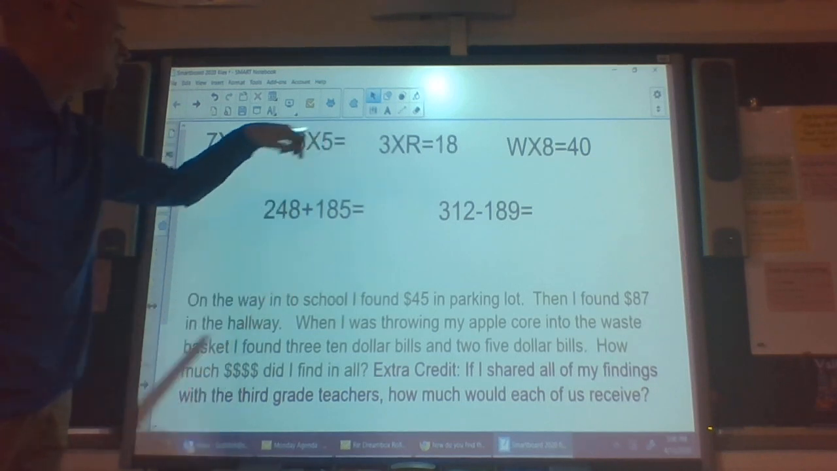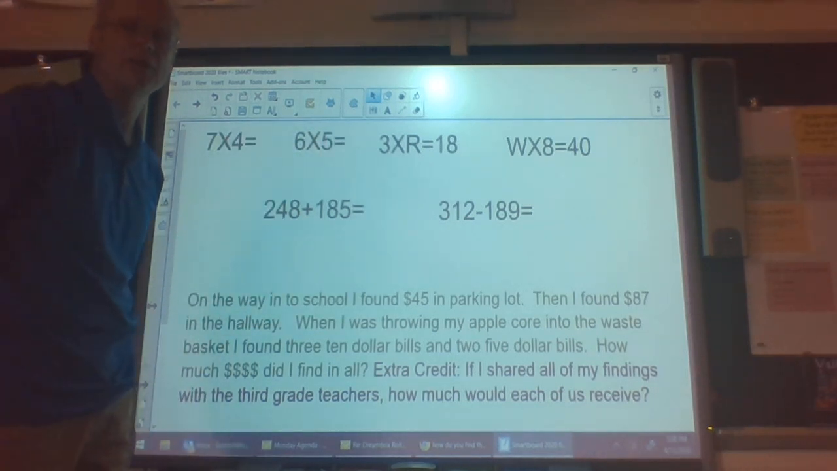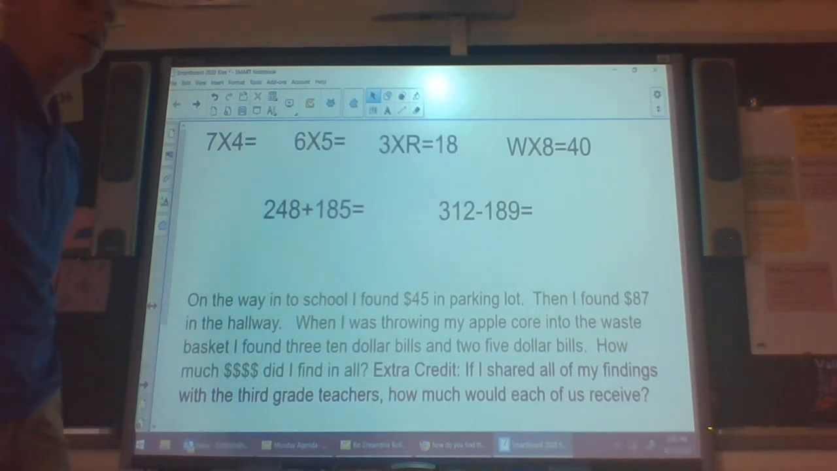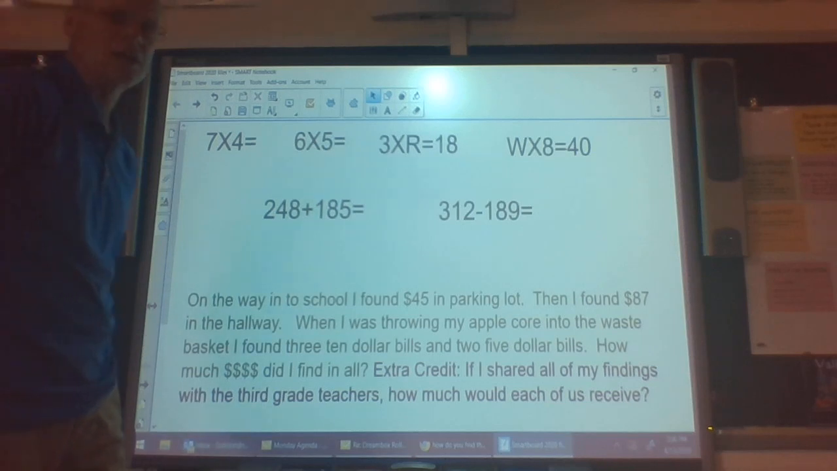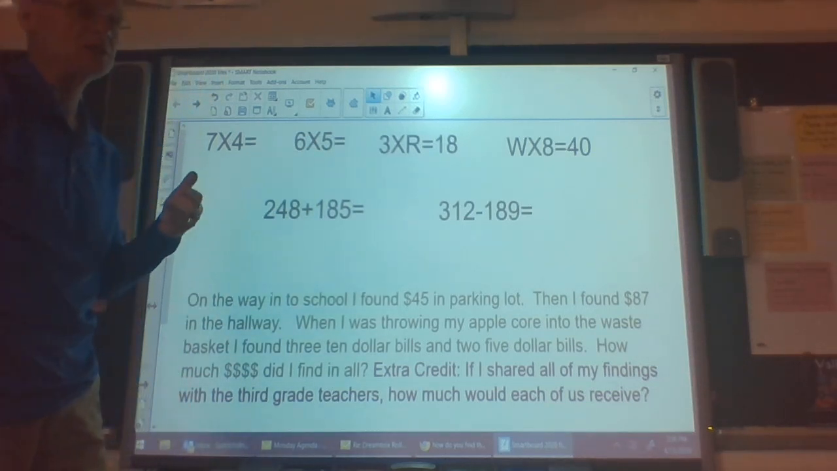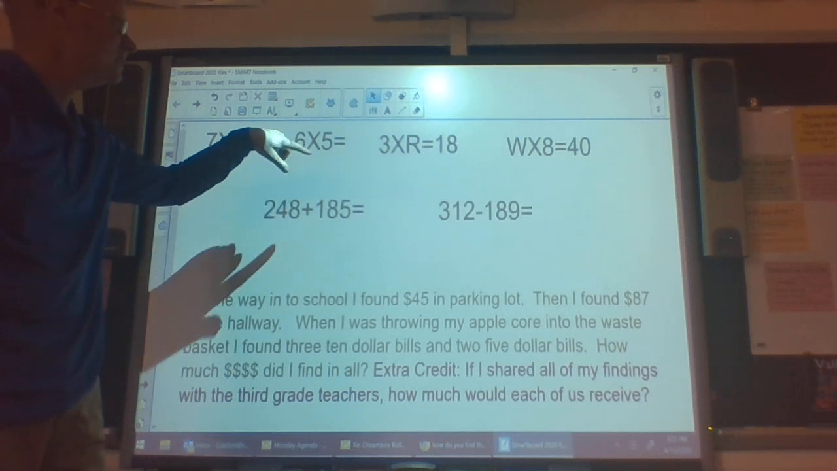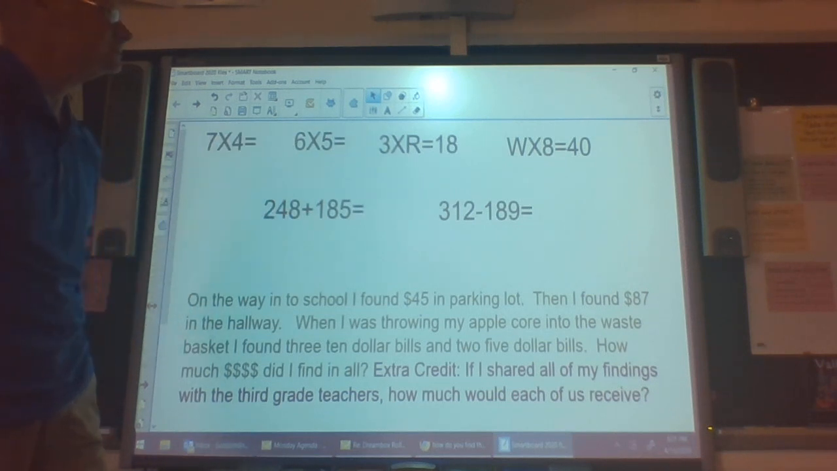Okay, here we go. 7 times 4. Since it's times 4, it's just a double-double. I can double 7 and make 14, and double 14 and get 28. 6 times 5, most of you guys have the 5s down pretty pat. I can count by 5s, 5, 10, 15, 20, 25, 30. Or I could do times 10 and take half. So 6 times 10 is 60, take half is 30.